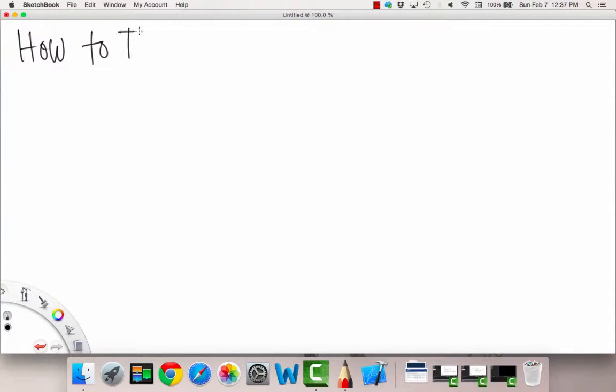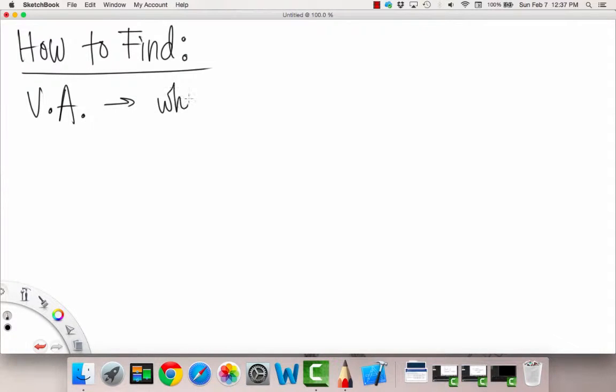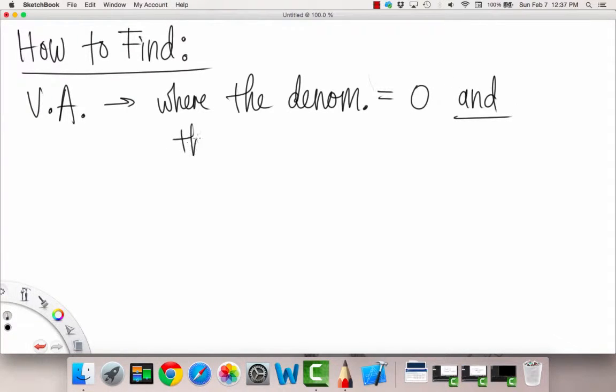Okay, so let's start with vertical asymptotes. How to find them, for a general rational function. We'll start with vertical asymptotes, okay? So this would be where the denominator, and I'll just abbreviate denom for denominator, is equal to 0. And, this is an important part, and the numerator, so the top, right?